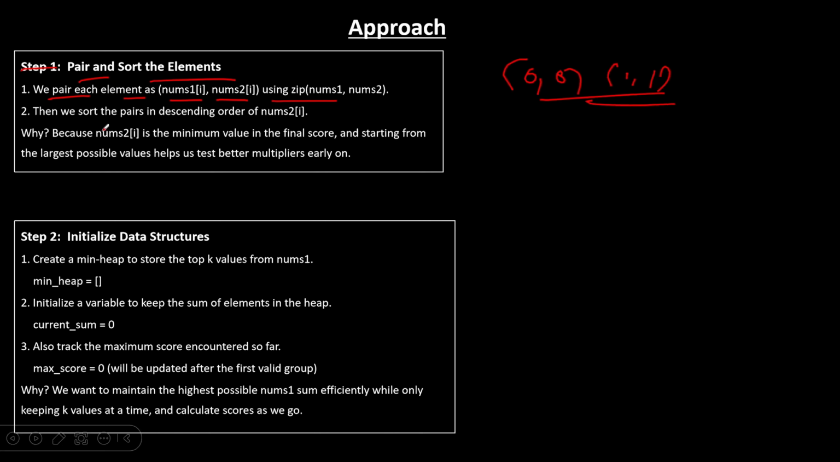After that, we sort the pairs in descending order of nums2. Now this is nums2, right? And if we sort it in descending manner, the greatest value from this particular index will come first and the rest will follow. That's the thing. It's simple to understand, right? Nothing much complex.